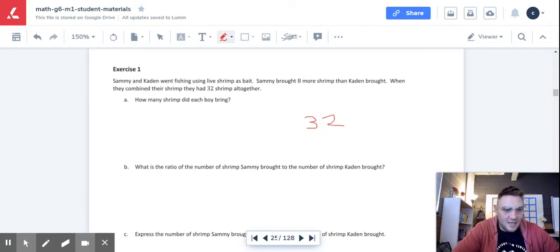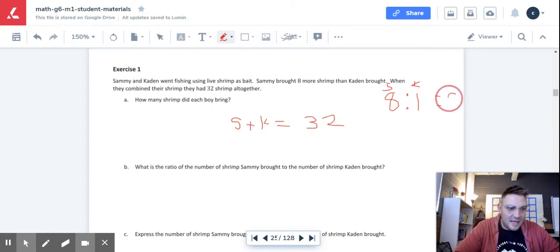32 altogether, and whatever Sammy had and Caden had, Sammy's shrimp plus Caden's shrimp was going to equal 32, okay? Now, I know that Sammy brought 8 more shrimp than Caden, which means that Sammy's ratio to Caden's ratio would be 8 to 1, with Sammy here and Caden here, okay? That's 8 to 1. If I add that up, it's going to equal 9. That is not very close to 32, right? So we're going to have to figure out what 32 would be.